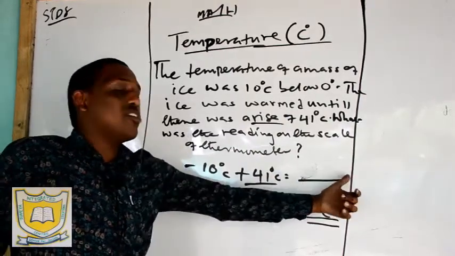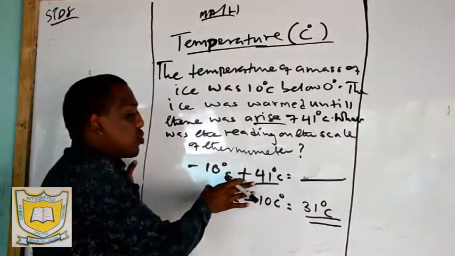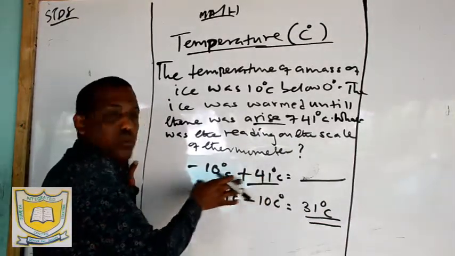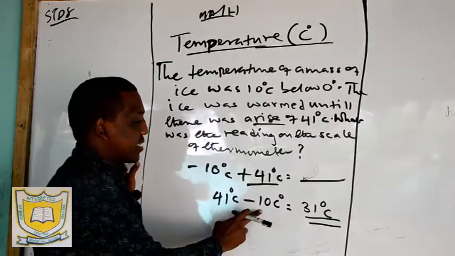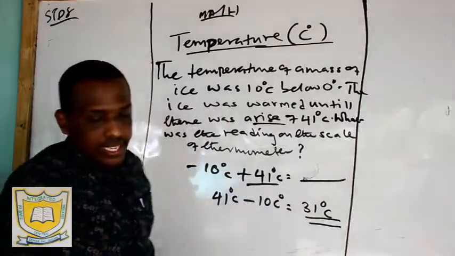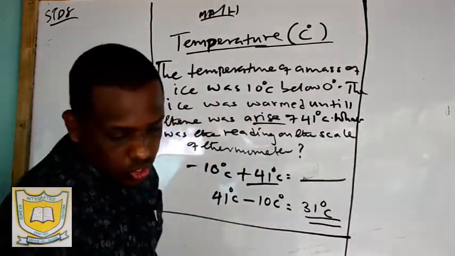So what will be the reading of the thermometer? When you use this way, you use body mass, plus comes first. That is 41 minus 10 degrees Celsius. You will get 31 degrees Celsius. So that is that. Let us go to another question.